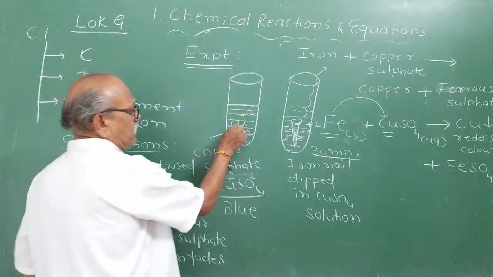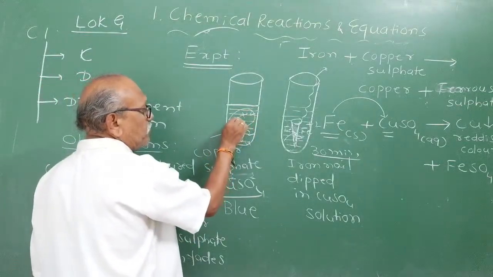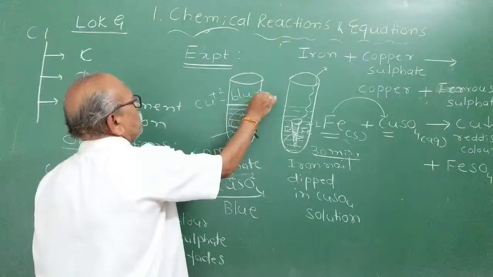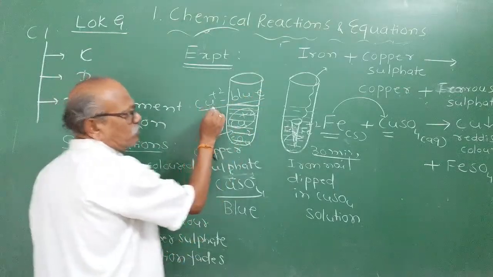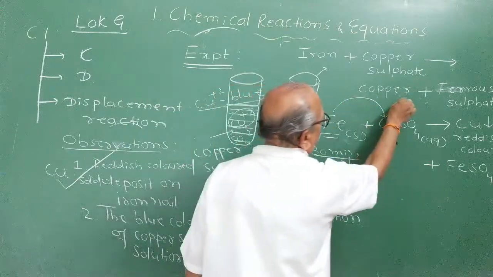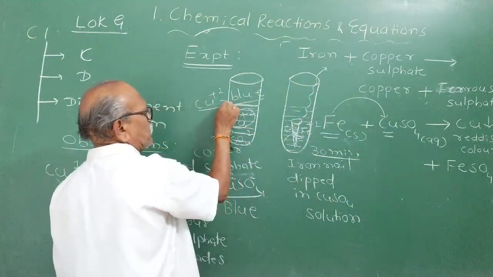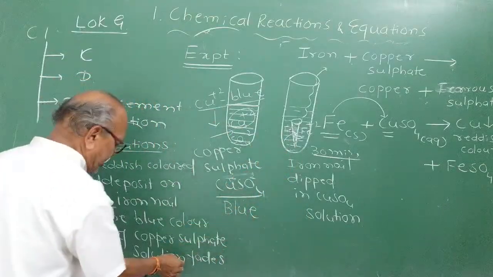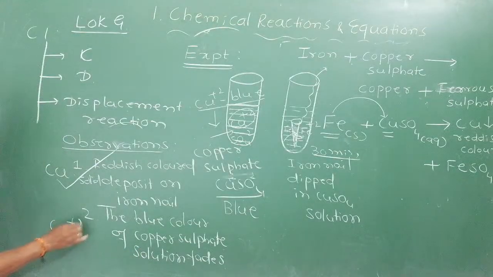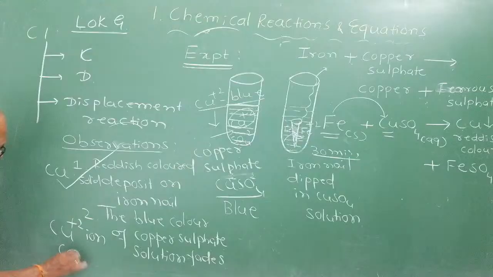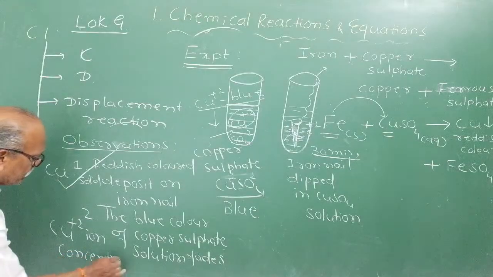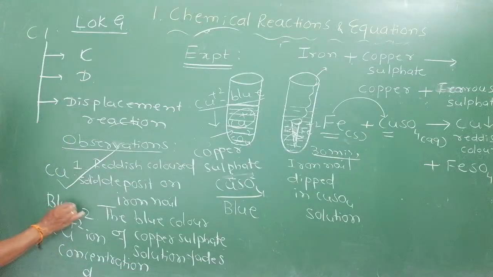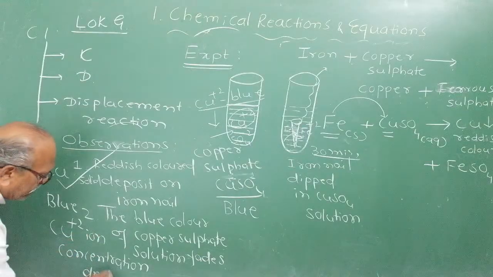Because the blue color is because of Cu plus 2 ions. Cu plus 2 ions will have the blue color. As more and more Cu plus 2 ions are converted to copper, the concentration of the Cu plus 2 ions decreases. Therefore, blue color fades. Blue colored Cu plus 2 ion concentration decreases.